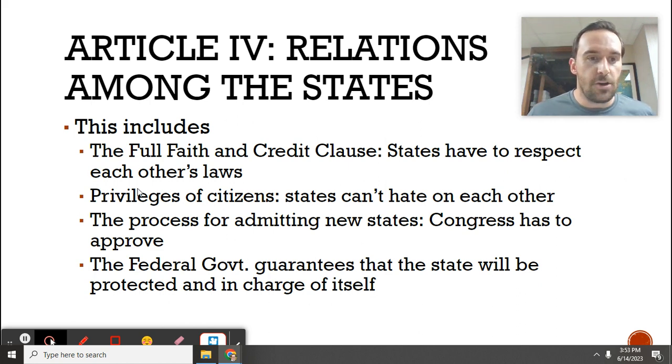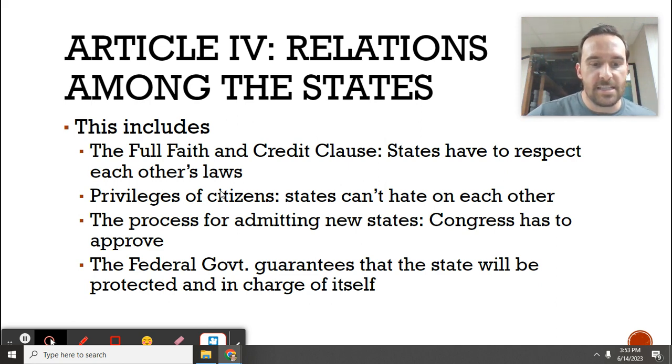It also says in Article 4 that the citizens have to be respected, and states can't pass certain laws banning certain people from certain states. Back in the early days of American history, the states were very different. The North and South wanted different things, as you probably know if you've been in American history class. So we tried to put things in place to make sure that people wouldn't be treated differently depending on what state they're in. It also talks about the process for admitting new states and sets up the fact that Congress has to approve of any lands that want to join our country.